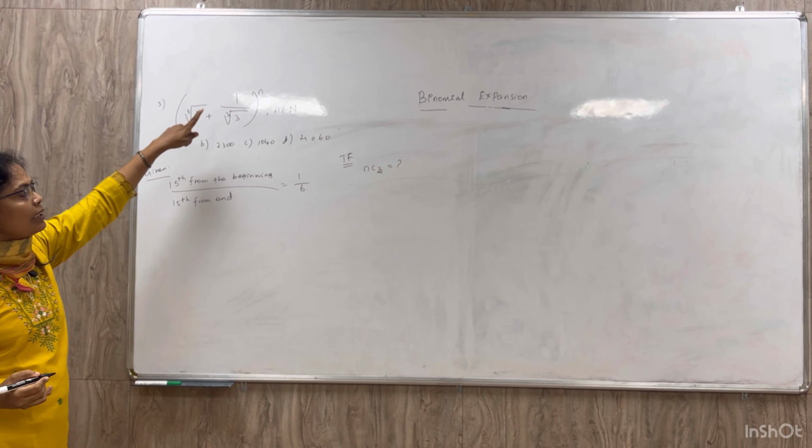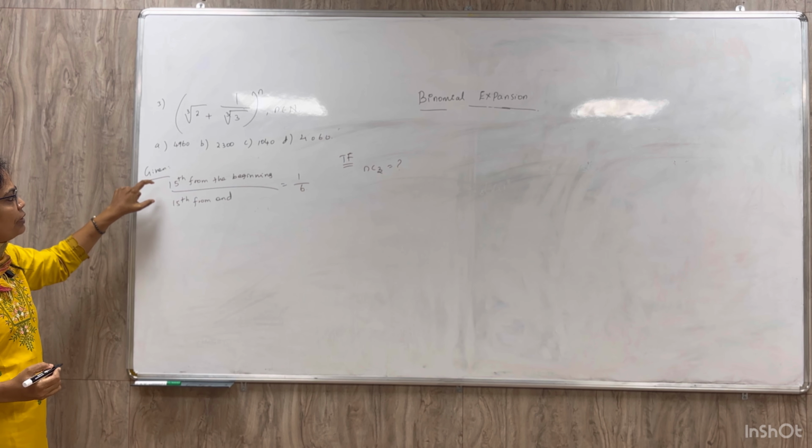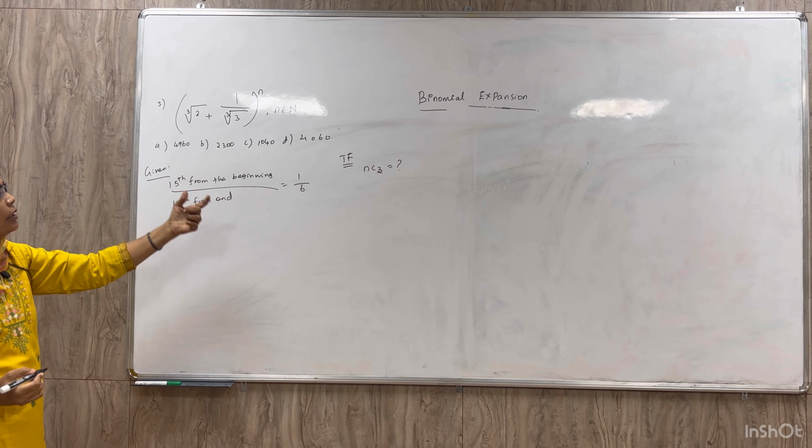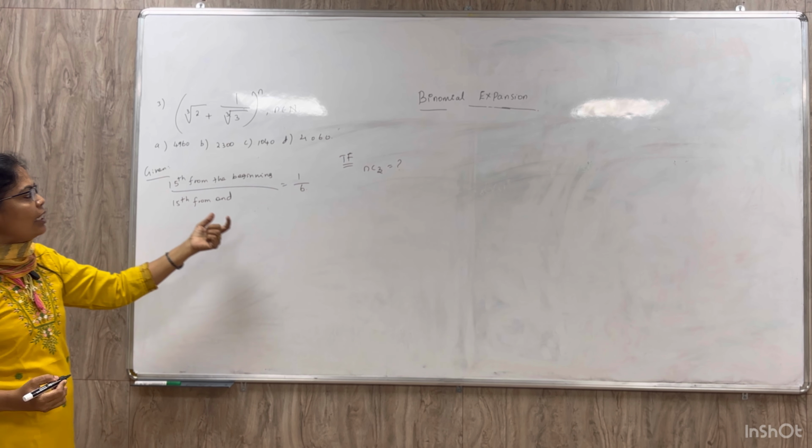How many terms there are we don't know, but they have given the ratio of the 15th term from the beginning to the 15th term from the end as 1 by 6. So first we find the value of n, then we find nC3. They have given 4 options; this is a single type question. Now I can find the 15th term from the beginning, T15.